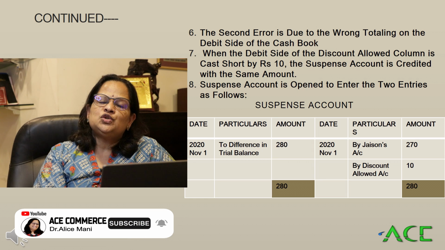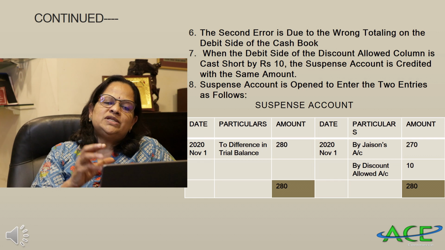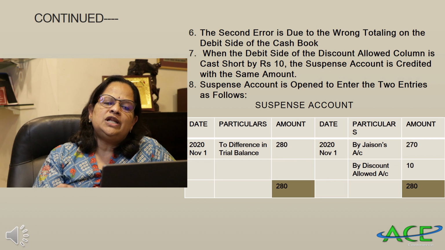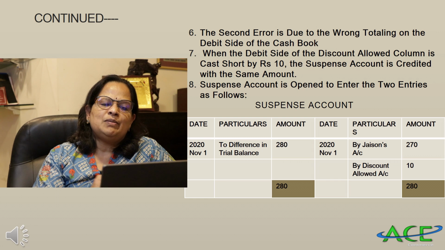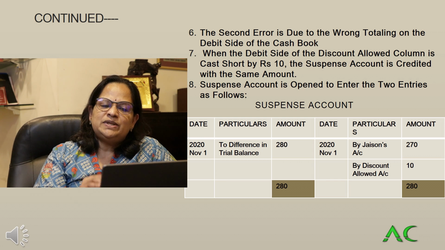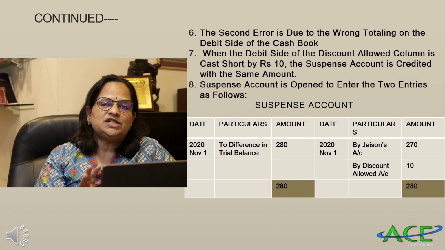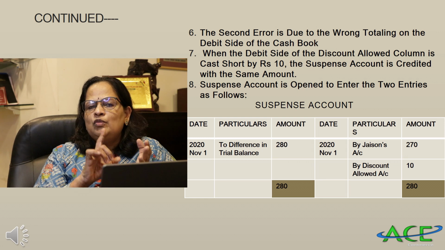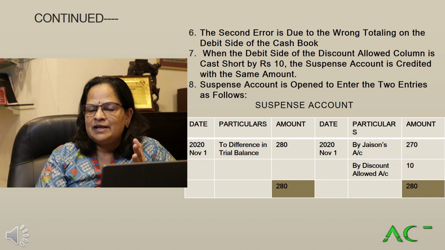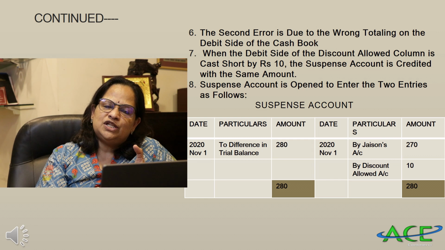Now, the discount also we have to rectify. So the second error is due to wrong totaling on the debit side of the cash book. When the debit side of the discount allowed column is cast short by 10 rupees, the suspense account is credited with the same amount. So next, the suspense account is opened and these two entries are rectified through the suspense account. So first we learned how we correct one-sided errors. Second, we learned how we rectify the two-sided errors.